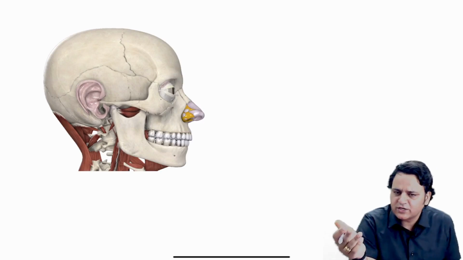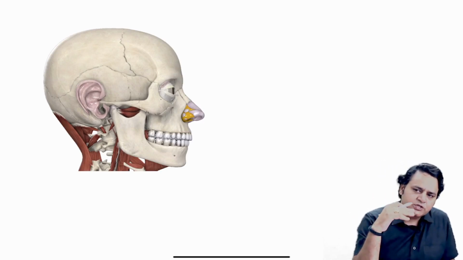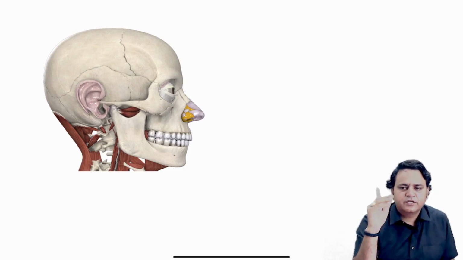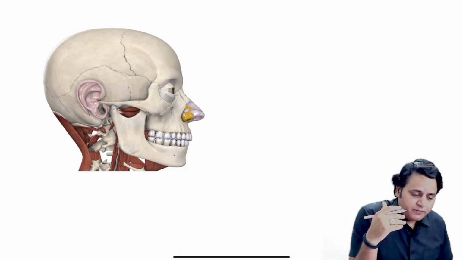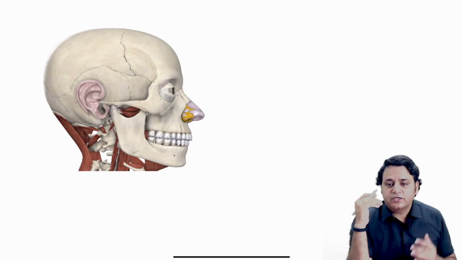That's why these joints are called synovial joints. This is also a synovial joint. In this joint also there is a cavity filled with synovial fluid, and there is an articular disc. But what is the peculiar feature of that articular disc?